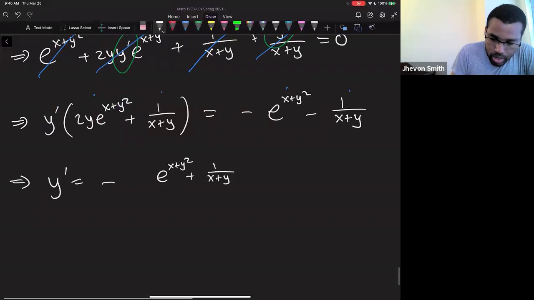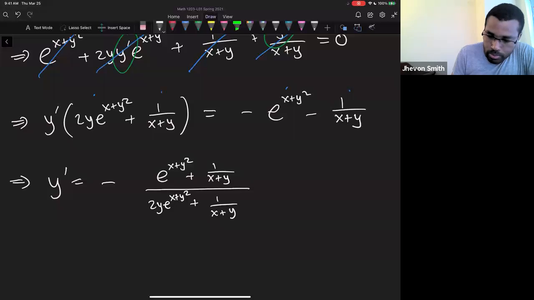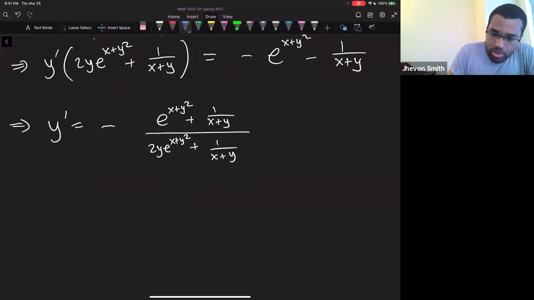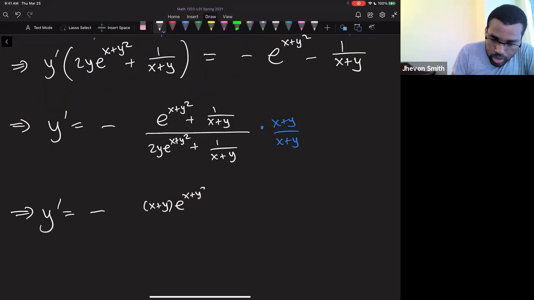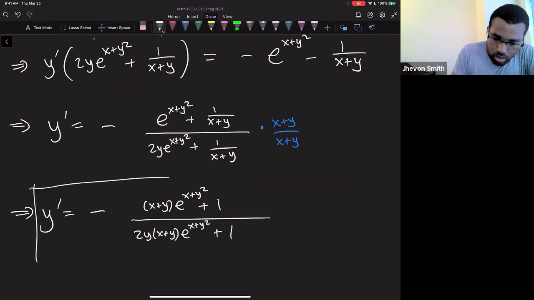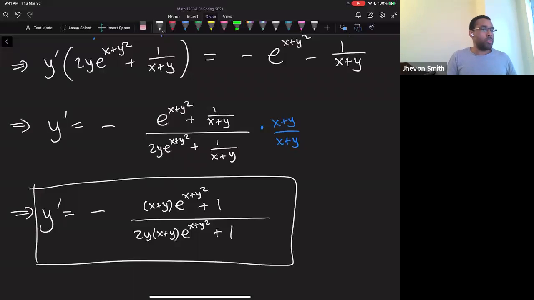over x plus y over 2y e to the x plus y squared plus 1 over x plus y. Of course, I can simplify that a little bit by multiplying and dividing by the LCDs. This is x plus y e to the x plus y squared plus 1 over 2y x plus y e to the x plus y squared plus 1. That is my derivative.